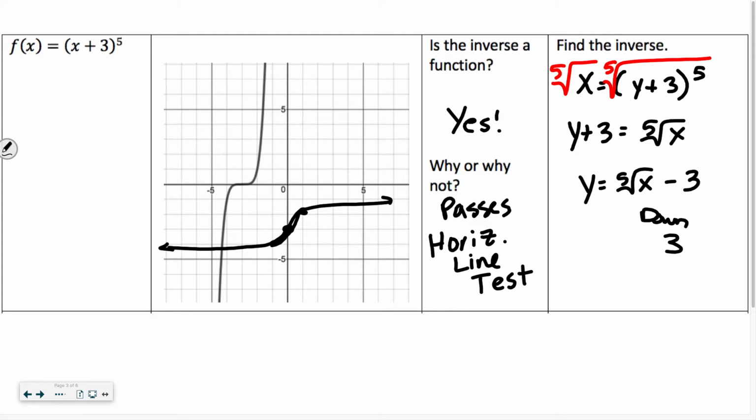And then if you want to, like I said, draw on the line y equals x. Does that look like a reflection? Yeah. You could even check some points. This point right here is what? -4, -1. Is -1, -4 on my graph? Yeah. So I've reflected the points, and it has that same shape.